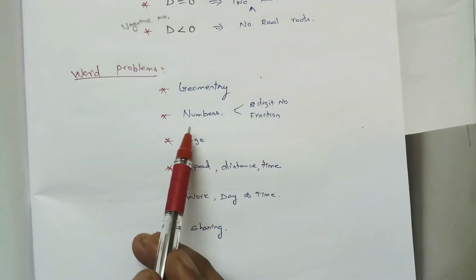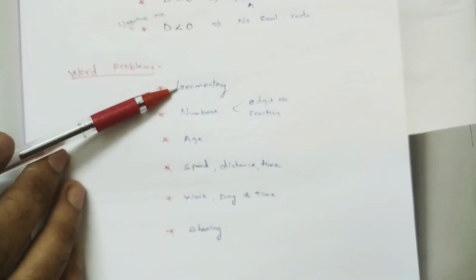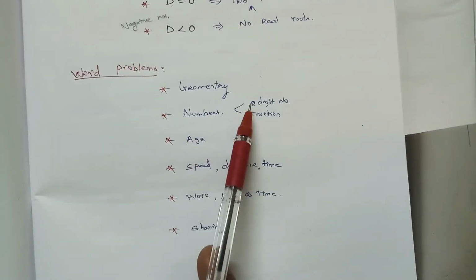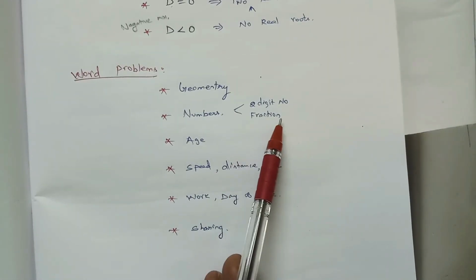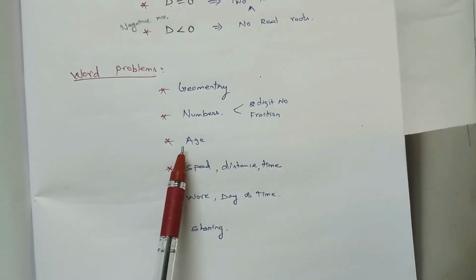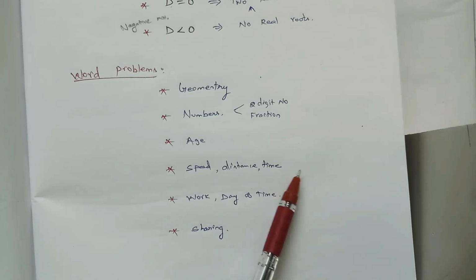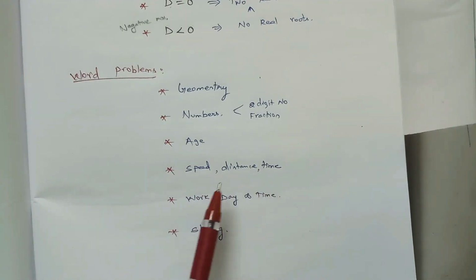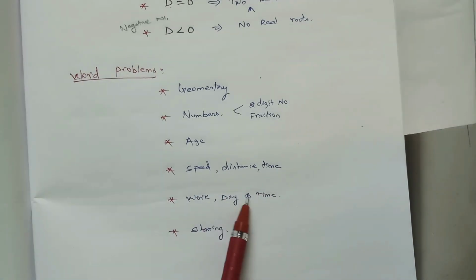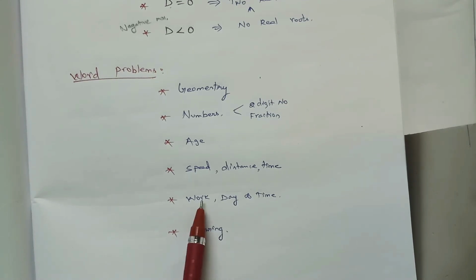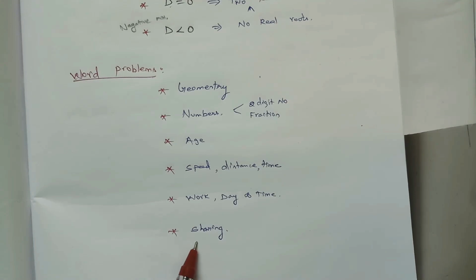And the next one is word problems. Geometry based, numbers, meaning two digit number, fraction, numerator, denominator, age related sums, speed, distance, time. Here also upstream, downstream, car, train, and so many things. And work, day and time, where 1 by x and 1 by x plus y will come. Likewise, and sharing among people.